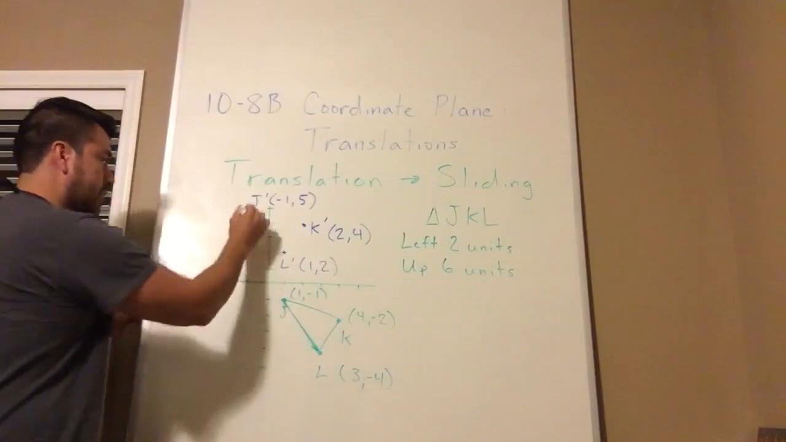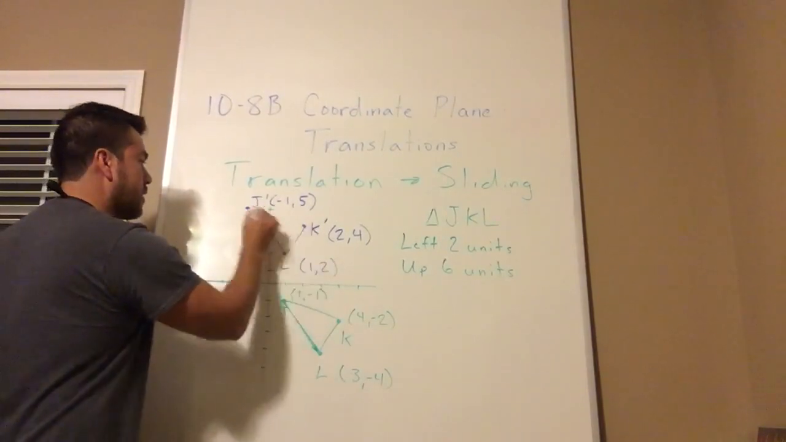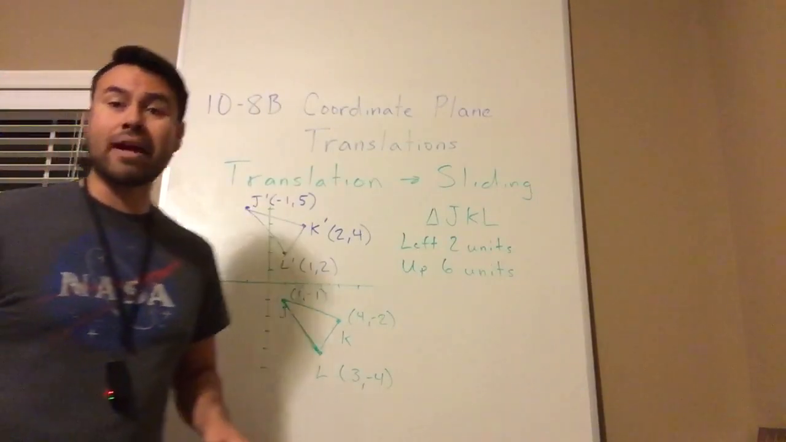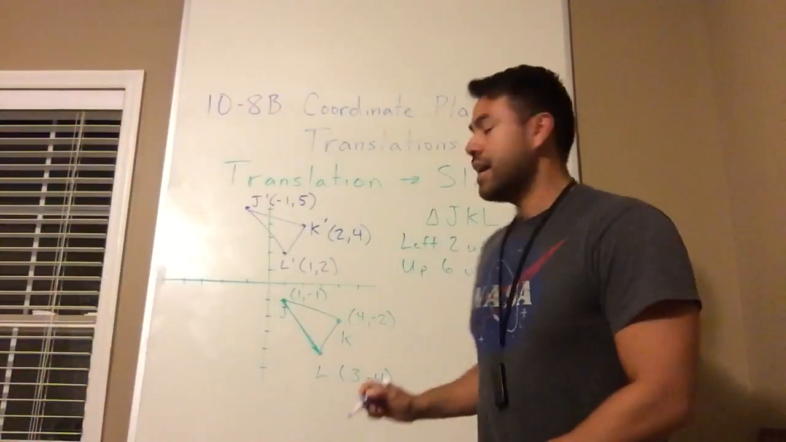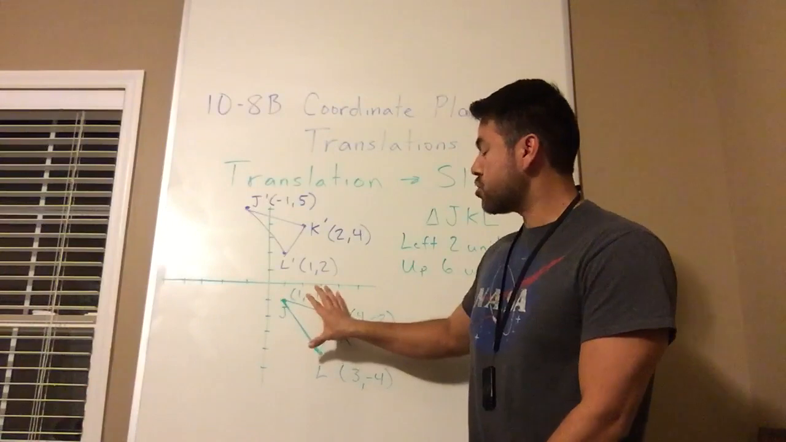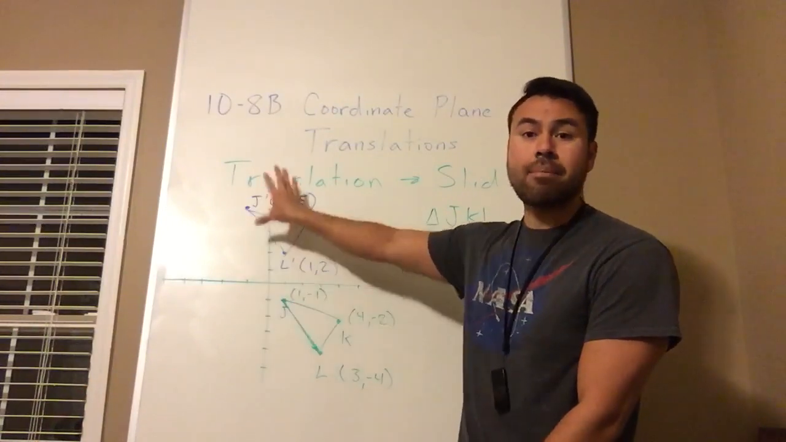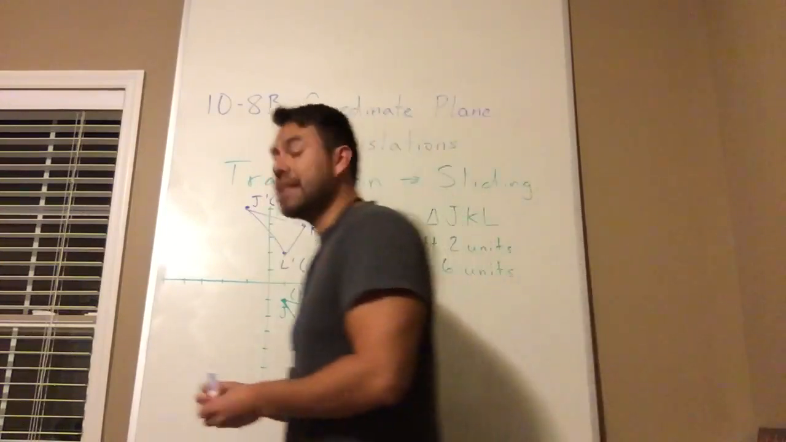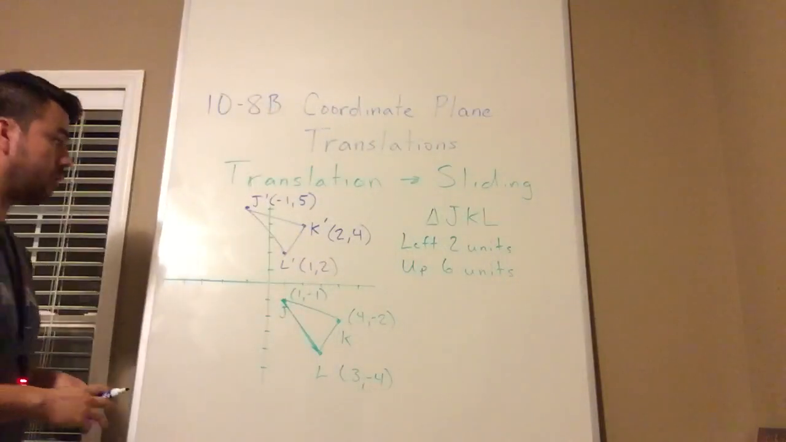All right, and then I'm going to connect the vertices and see if I get the same shape. Looks about the same, right? Not perfect because I don't have my graph paper, but notice this shape was translated to the left and then up. So left 2, up 6. Now, let's see if it follows the rule that we're going to come up with.